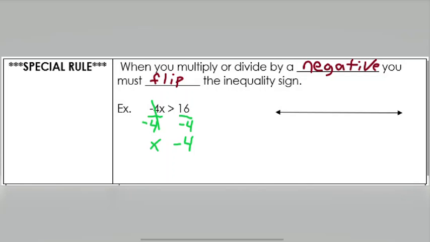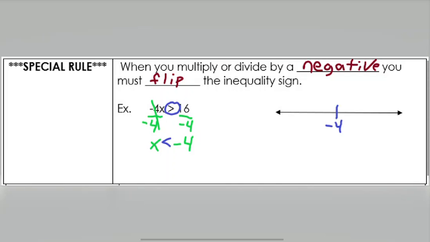So what do I mean by flipping? Well, you see the original sign was greater than, right? It was -4x is greater than 16. So I have to flip it. The opposite of greater than is less than. So my final answer would be x is less than -4.